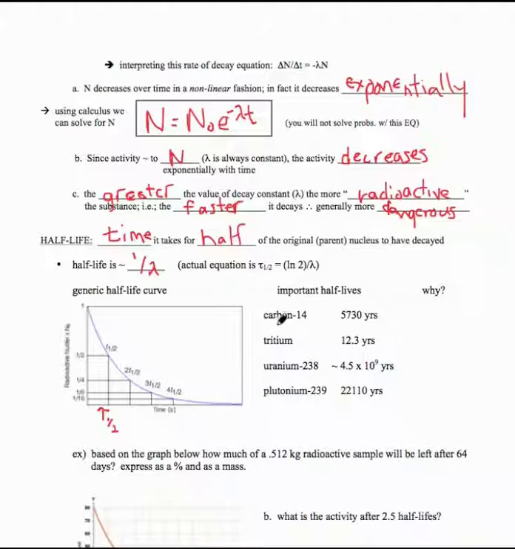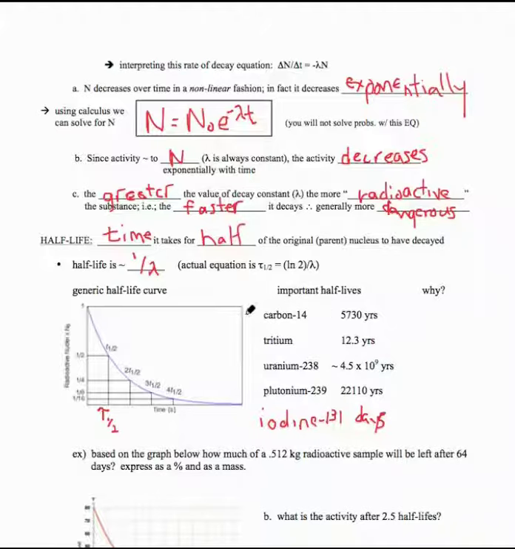You don't have to know half-lives, but I've included 4 here because they have some significance in various applications. Carbon-14, we see 5,000 years. Tritium, only 12 years. Uranium, now we're talking 4 billion years. Plutonium, 22,000 years. I could have put an isotope of iodine, iodine-131, which is on the order of days. And there are some isotopes that decay in seconds or fractions of a second.